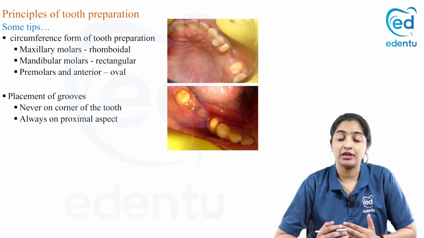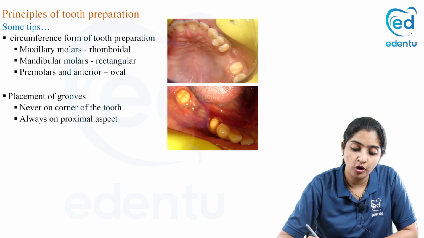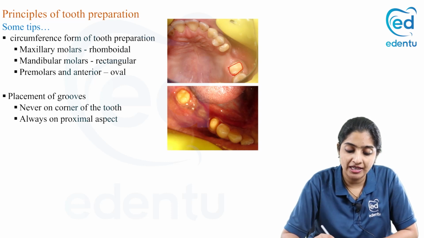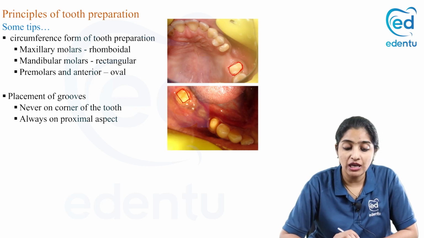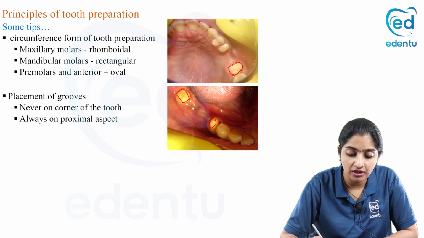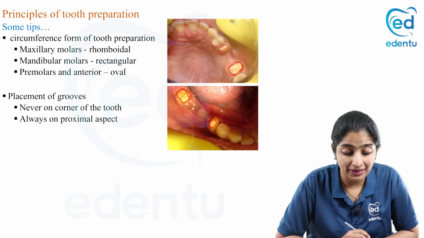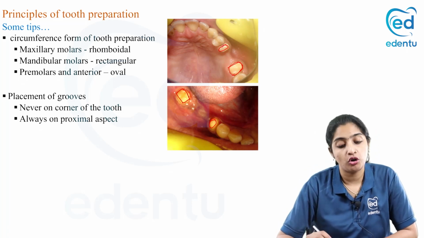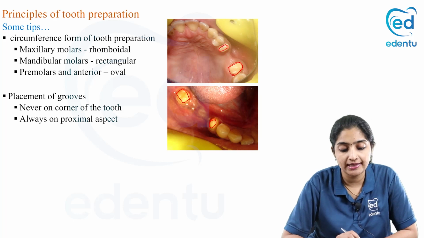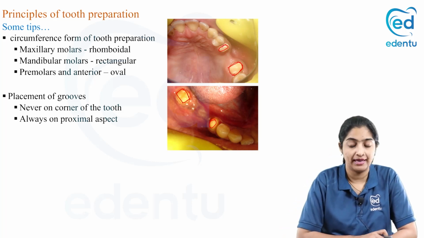Whenever you do a tooth preparation, the maxillary molars usually give a rhomboidal shape. Can you see here? This is a rhomboidal shape. The mandibular molars are usually rectangular in shape. The premolars and the anteriors will usually have an oval shape. Now coming to the placement of grooves. Grooves are never placed on the corners of the teeth, and mostly it is either on the proximal aspect or in the stress bearing area.